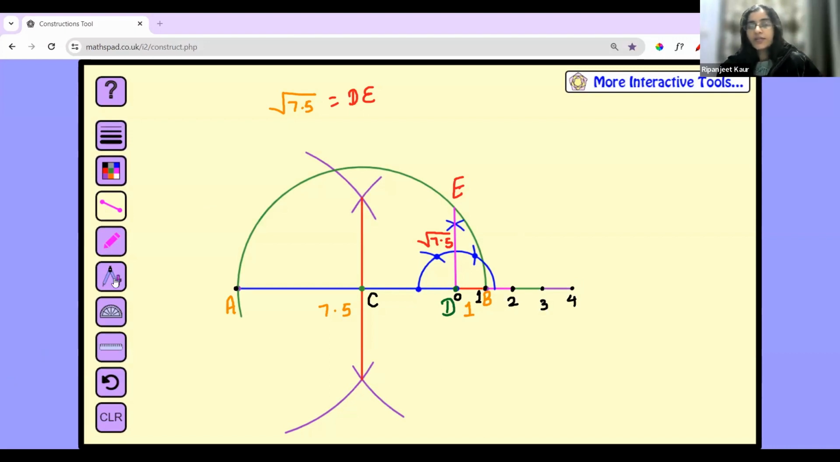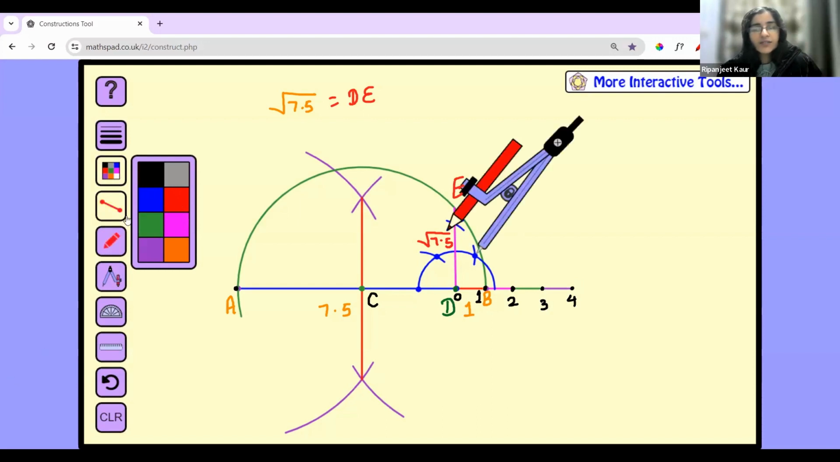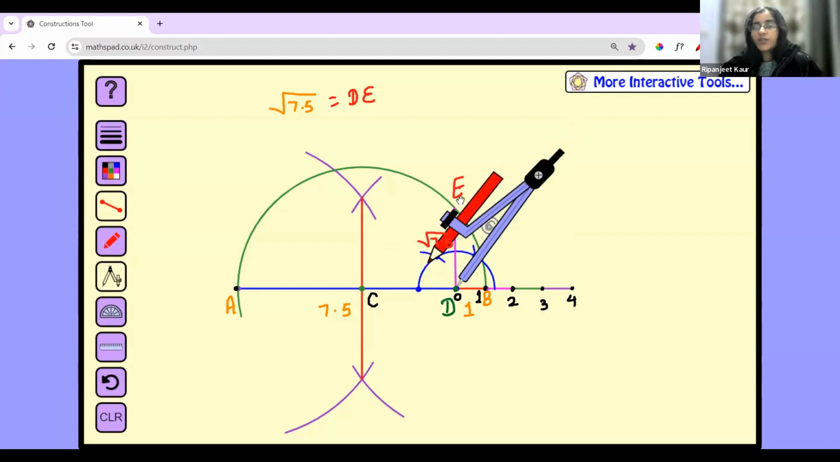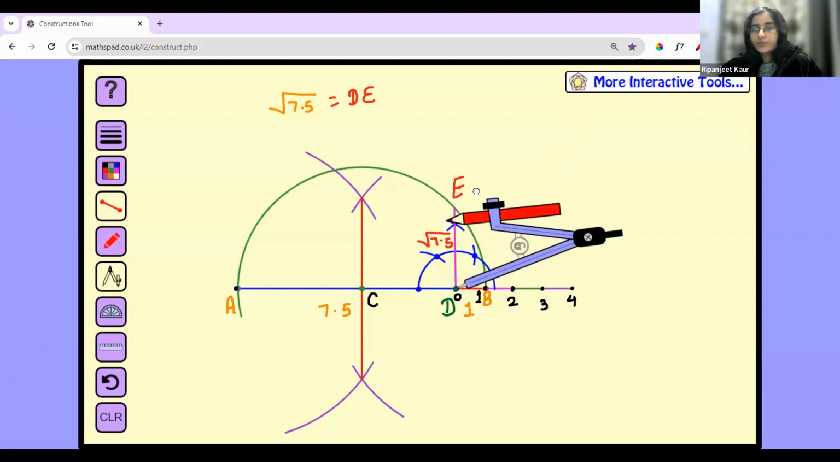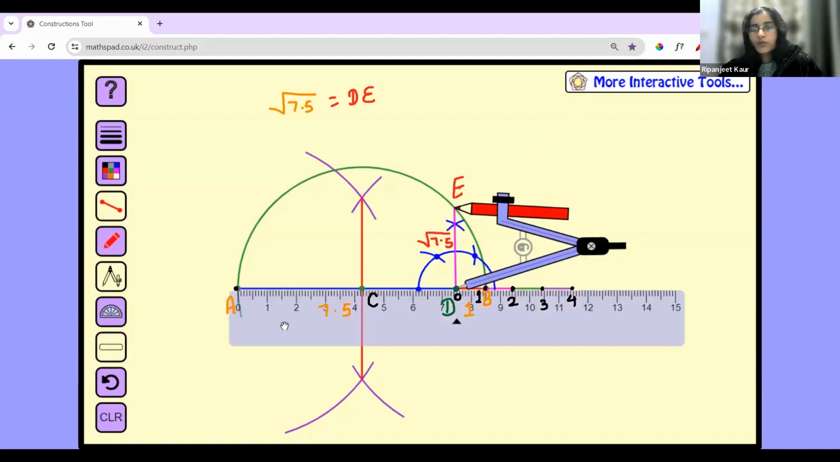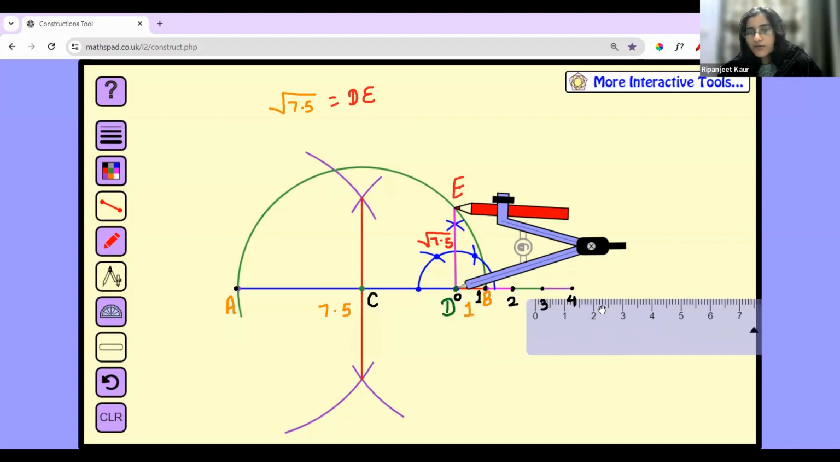Well, again we will need our compass. So let us use our compass for that. See, here is the compass. Place it on the point D and measure up till the point E. Use our ruler as well. So put the ruler over here. From D, 0 was starting. So we put it over here.